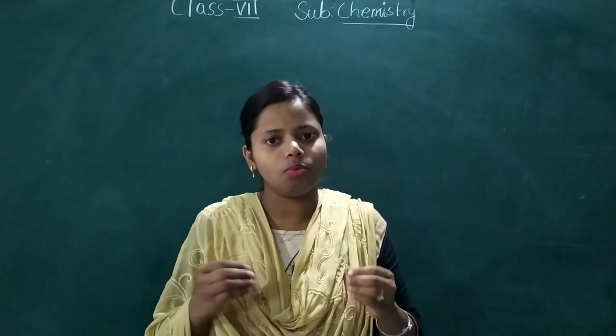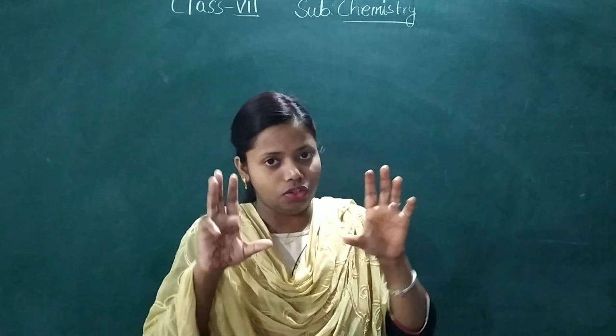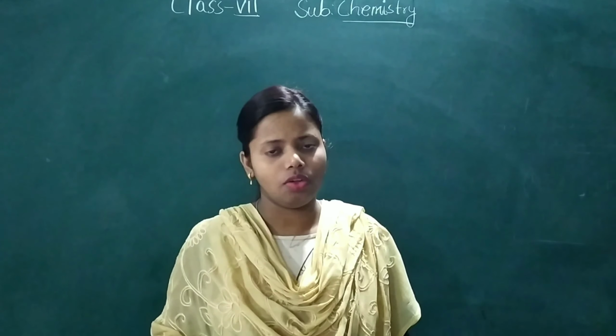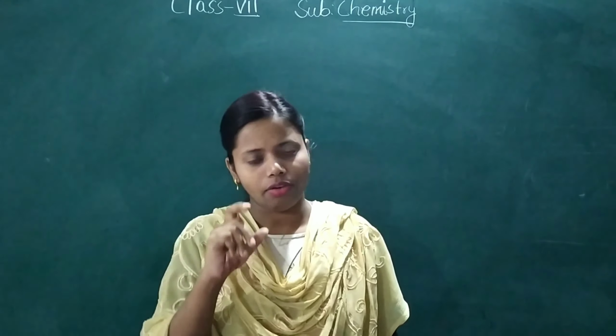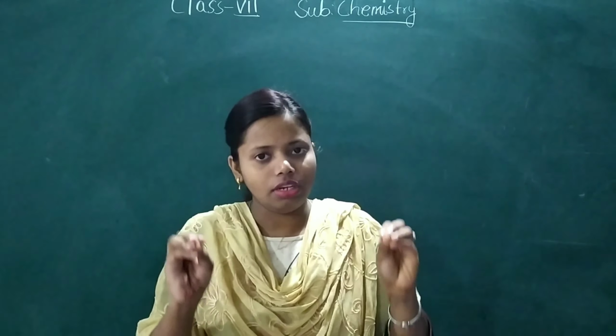Okay, in this activity, what is the aim? The aim is to show sublimation. Materials required: test tube stand and holder, cotton, iodine crystals, Bunsen burner or spirit lamp. Now what you have to do, you have to take two test tubes. In both the test tubes, you have to take a few iodine crystals. Iodine crystal is in solid state.